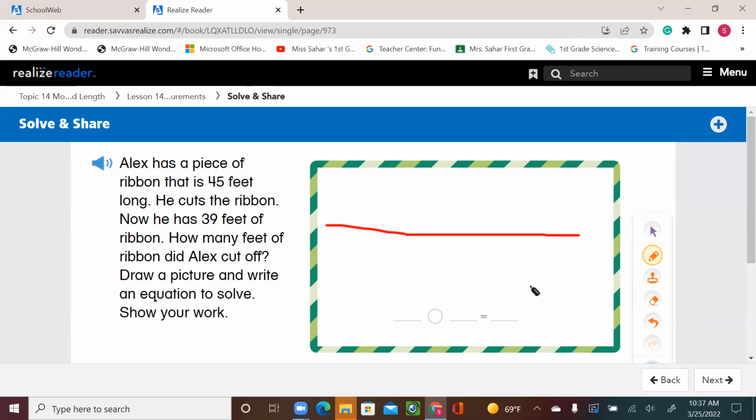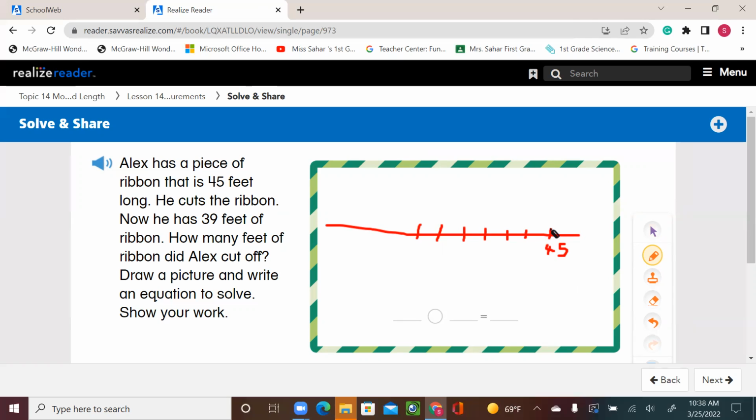And then we can start from 45 and count backward all the way till we reach 39. So 45, 44, 43, 42, 41, 40, 39. Why do I stop on 39? Because that's what he has now.